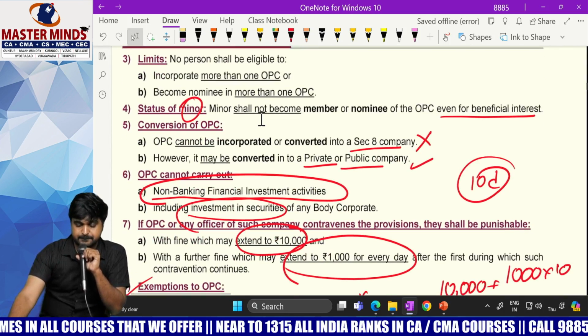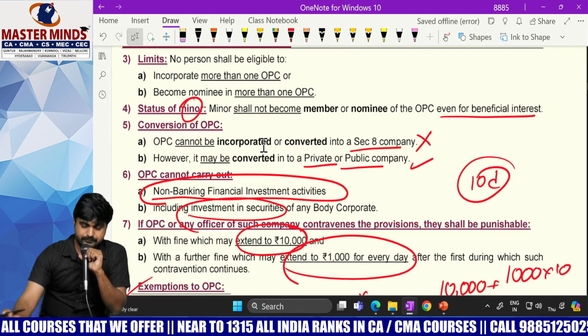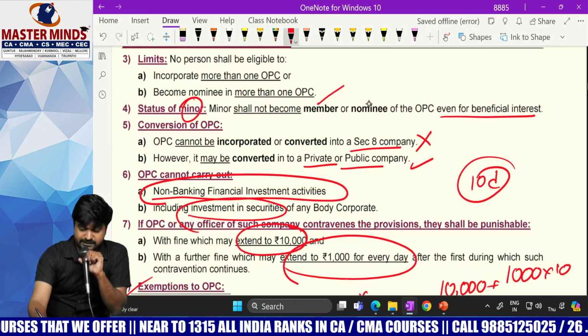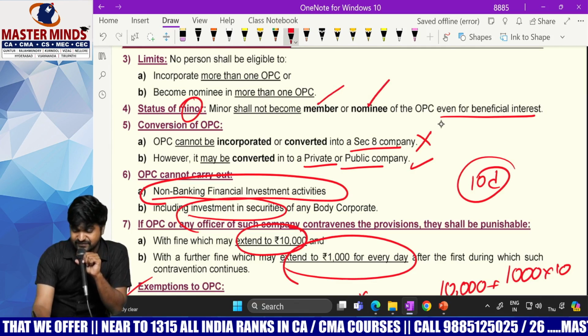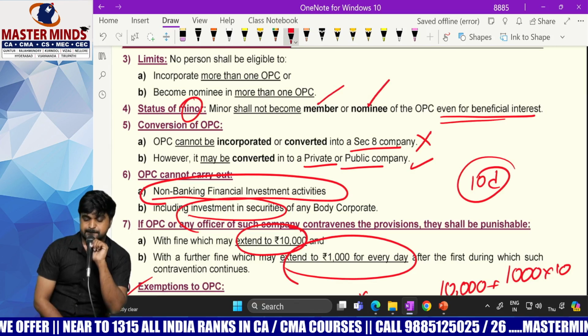Status of minor. A minor shall not become member or nominee. So he cannot become a member, and he cannot become a nominee also, even for beneficial interest.